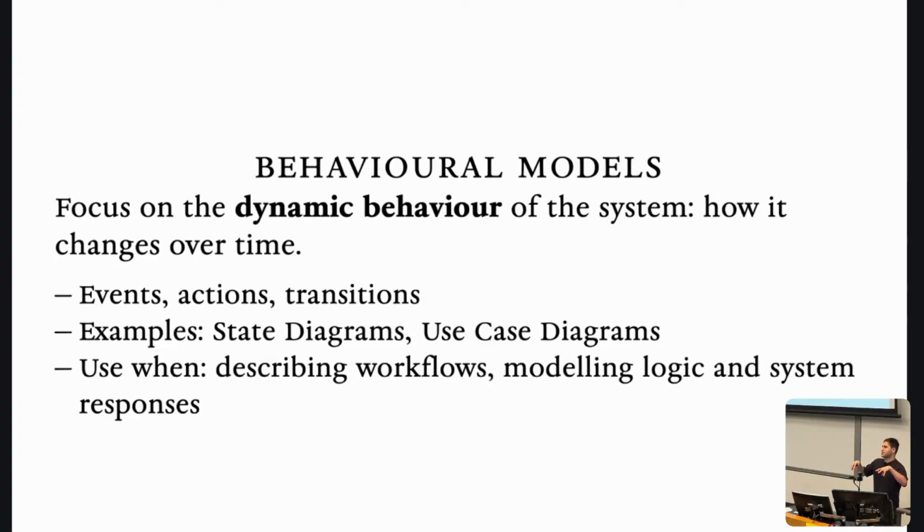A train map is a structural representation. But if you're describing how people flow through the train network, that would be a behavioral or a dynamic model. And we do have these for software engineering. So it's the way we describe how data, usually data, flows through a system. And so we use state diagrams and use case diagrams.